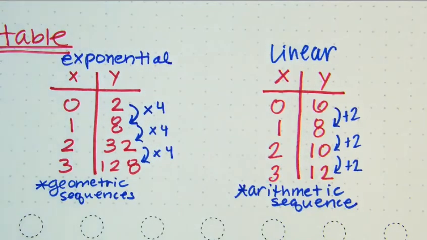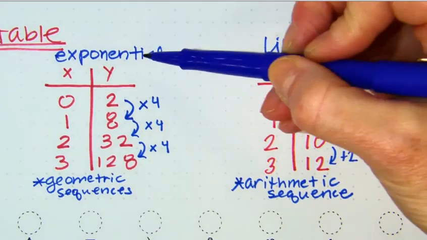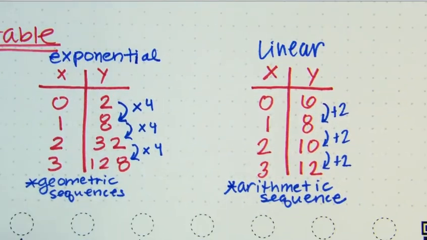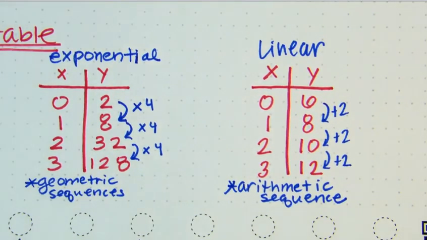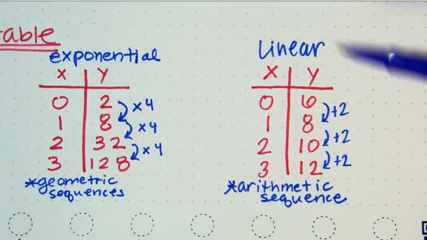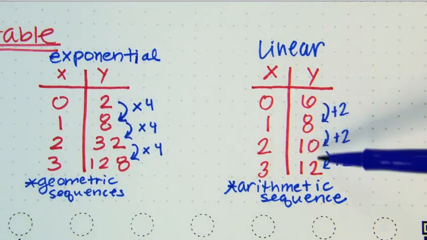So there are a couple different ways that if you were given a table, you could decide which is which. You could look and decide, is it an arithmetic sequence? Is it a geometric sequence? You could look and see, is it changing by the same amount every single time?